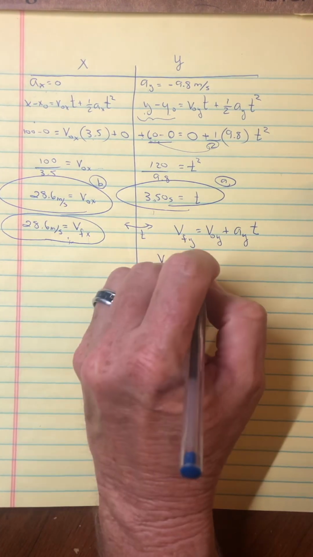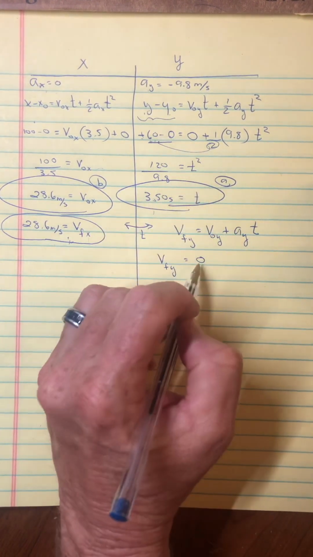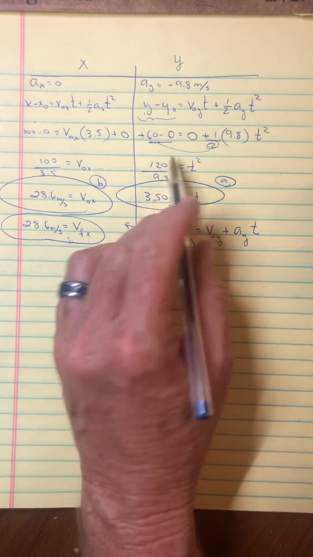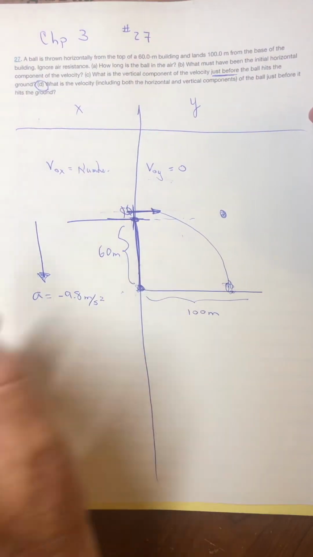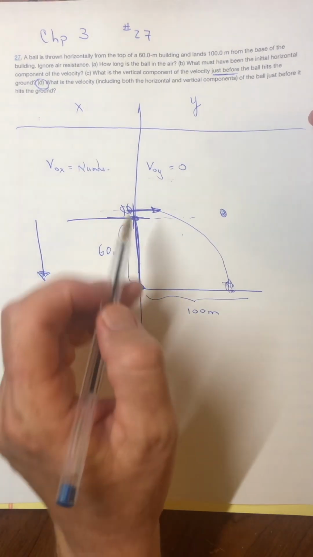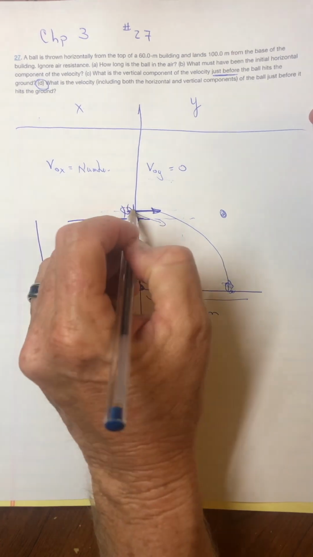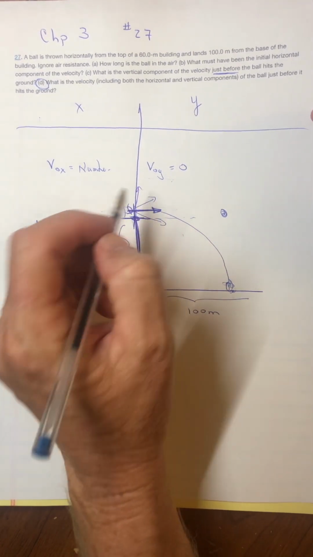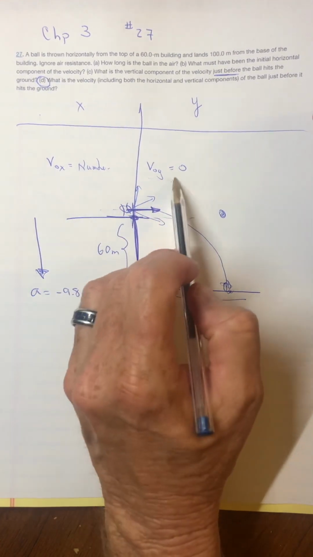And as we mentioned earlier, the velocity in the y direction initially is 0 because, as I said over here, it was thrown completely horizontal, nothing up or down. There's no angle to it. It's not slightly down or slightly up or even a lot up. It's none of those. It's completely horizontal.